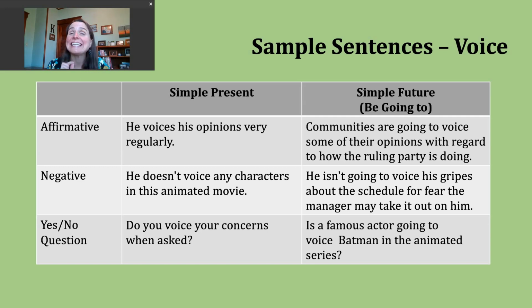If you want to make a negative simple present sentence, we have a slightly different pattern to follow. Again, we pay attention to our subject. If our subject is I, you, we, or they, we're going to use do not and then the base verb. If our subject is he, she, or it, we use does not and then the base verb. So notice no S on the end of the verb here in the negative. Let's take a look at another example.